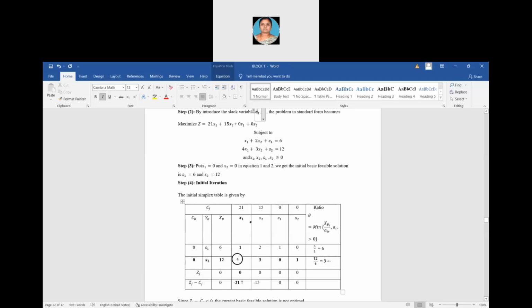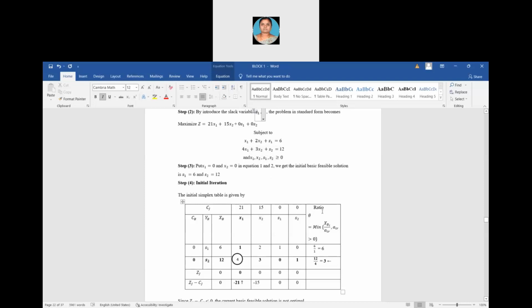In X1, the values are 1, 4. For x2, it is 2, 3. For S1, in the first equation your S1 coefficient is 1 and S2 coefficient is 0. Similarly, in the second equation your S2 value is 1 and S1 is 0. All these things we can enter from the given two equations itself.